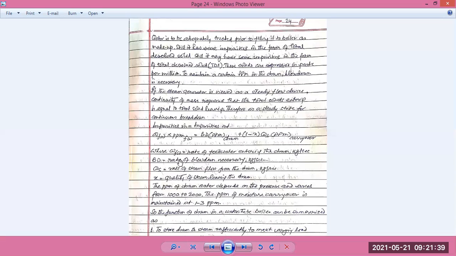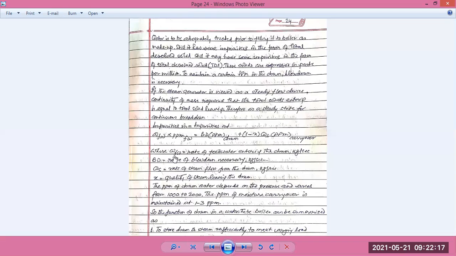Omega FW is the rate of feed water entering the drum in kg per second, and omega BD is the rate of blowdown necessary in kg per second. Omega WS is the rate of steam flow from the drum, how much steam is being supplied. X is the quality of steam leaving the drum.